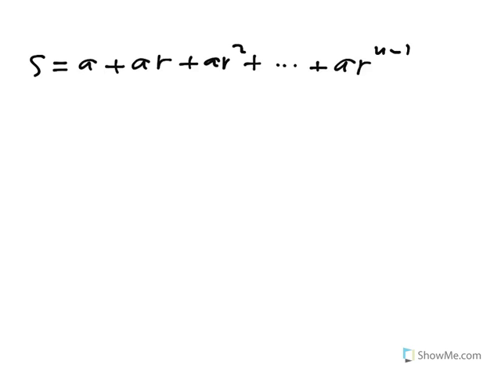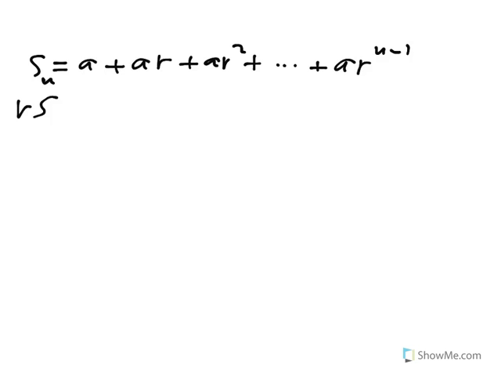If you want a formula for the sum of a finite geometric series, we can do something like this. The most generic geometric series. I stop at n minus 1 instead of n because the first term doesn't have an r in it, so if there are n terms, the last term is going to be a times r to the n minus 1.